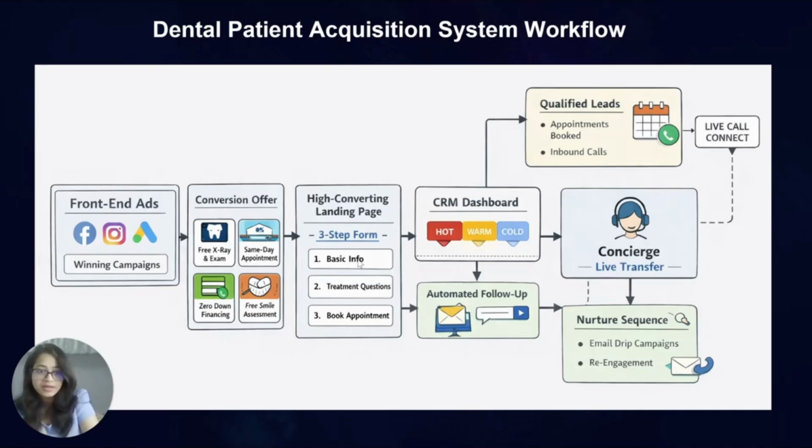Now the next step is concierge live transfer. For high intent leads, we use a concierge system where calls are connected instantly to your clinic. So instead of waiting, the patient is directly transferred for real-time booking. This increases conversion massively, and hot leads convert instantly. At the seventh step, we finally have our qualified leads, or you can say the qualified patients. So these are the real patients who are ready to visit your clinic.